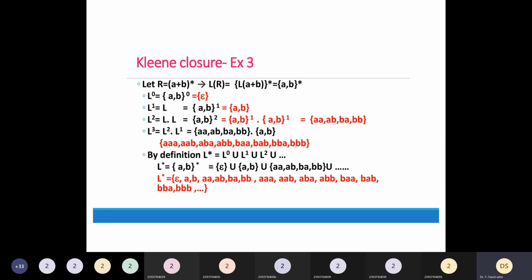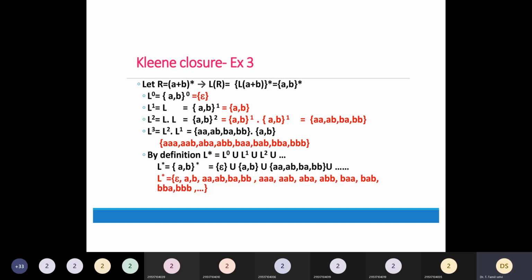In the second step you have to apply the value 1, that is L power 1. L is the language, so language power 1. Here the regular expression is {a, b} power 1, which is equal to {a, b}. And then the next one, L power 2, means you have to perform the concatenation operator, that is L dot L. This is equivalent to L power 2. So here {a, b} power 1 dot {a, b} power 1. In the previous step you have the value of L power 1, that is {a, b} dot {a, b}.